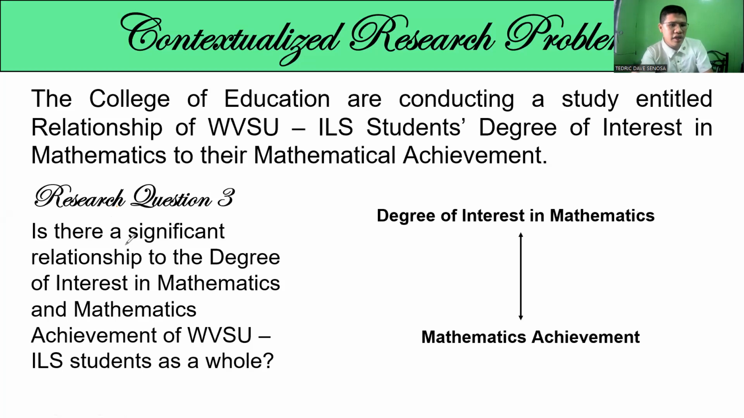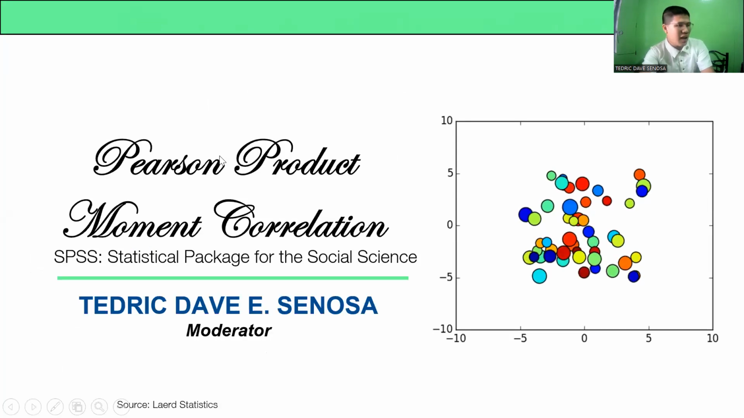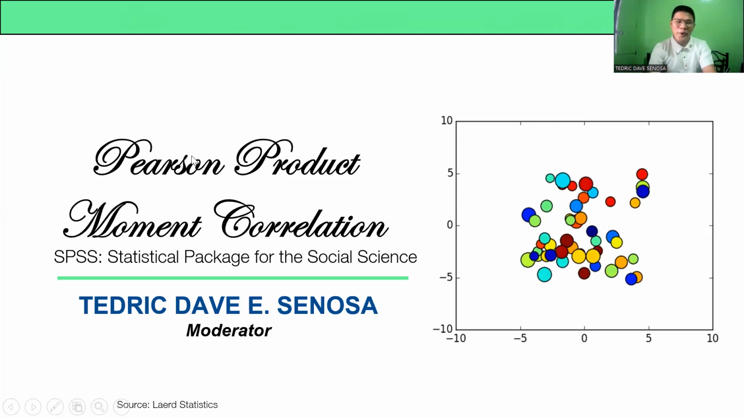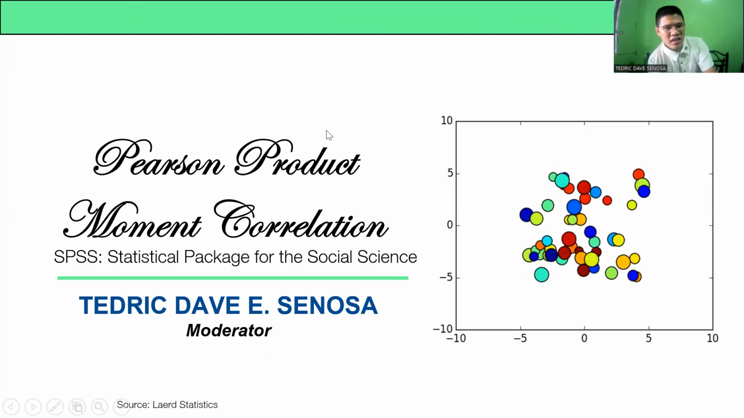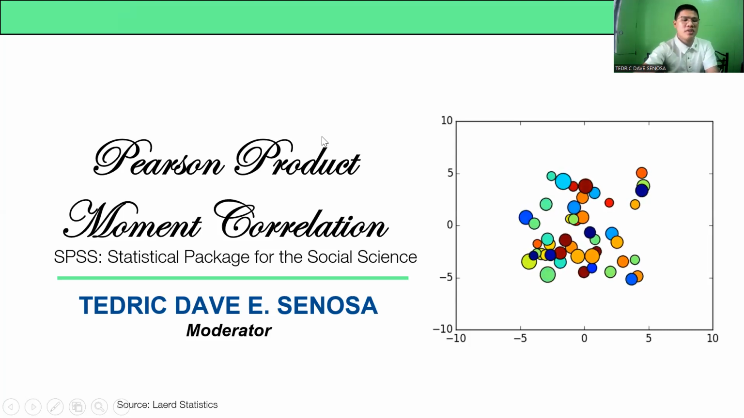The keyword here is significant relationship. So when we are talking about significant relationship, there's only one thing that comes to mind, and that is your Pearson product-moment correlation. But it could also be called Pearson R correlation. So as you can see, if you have a significant relationship, that's Pearson product.